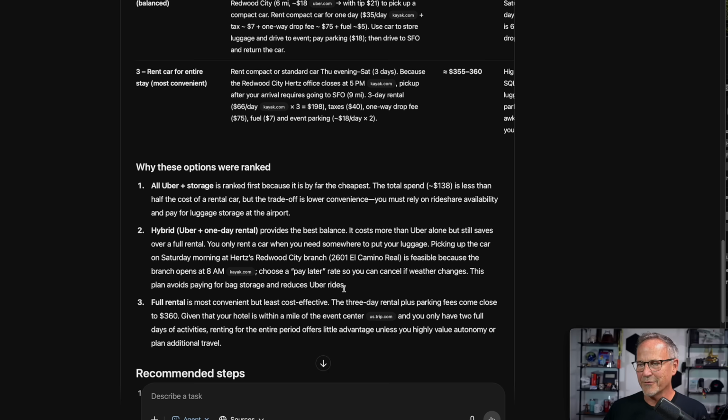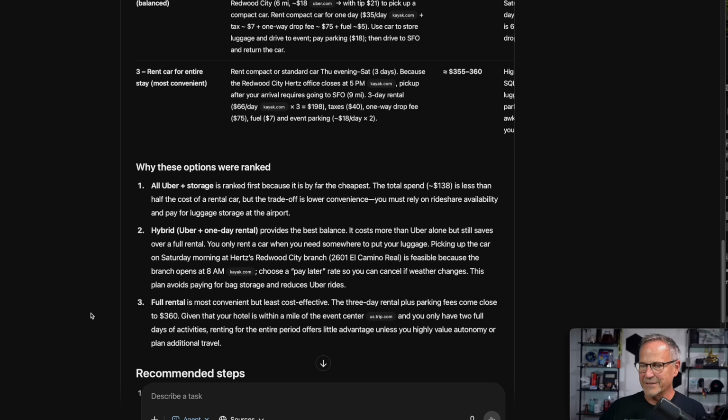Second order is hybrid Uber plus 1 day rental. That's interesting. Provides the best balance. It costs more than Uber alone, but still saves over a full rental. You only rent a car when you need somewhere to put your luggage. Picking up the car on Saturday morning at Hertz's Redwood City branch, interesting, is feasible because the branch opens at 8 o'clock. Choose a pay later rate so you can cancel if weather changes. That's really good because if I have to drive up from San Luis Obispo as opposed to flying, that's going to be a major change to things. This plan avoids paying for bag storage and reduces Uber rides.